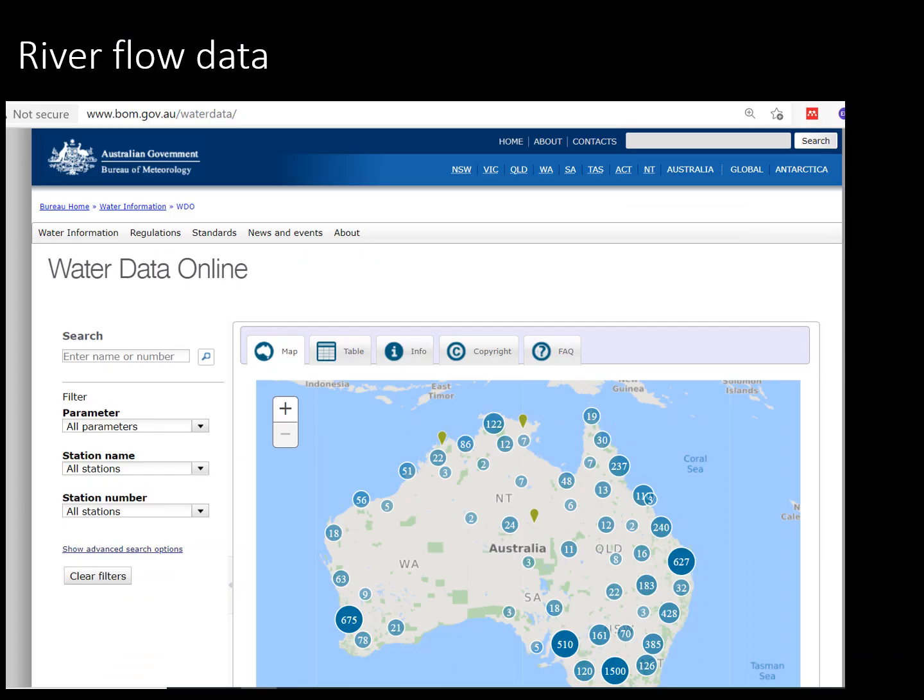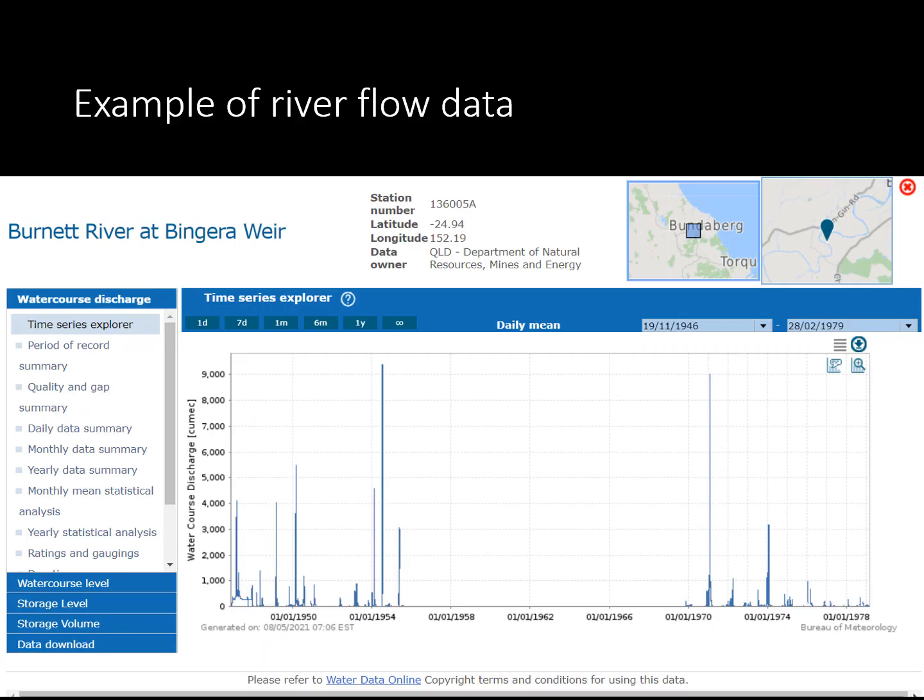For discharge-related data, you need to go again to the Bureau of Meteorology website, but to water data. This gives us water data online, with measurements of the river flows at different stations. From the map, you can find out if you have river stations for your project or not. And this is an example of river flow data.